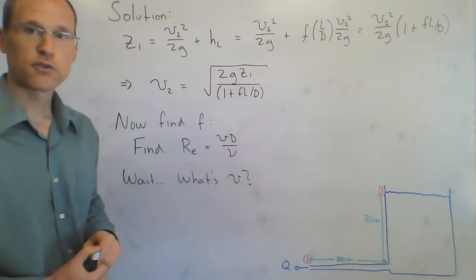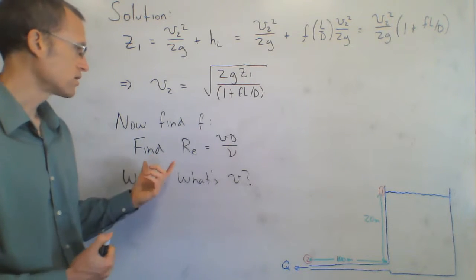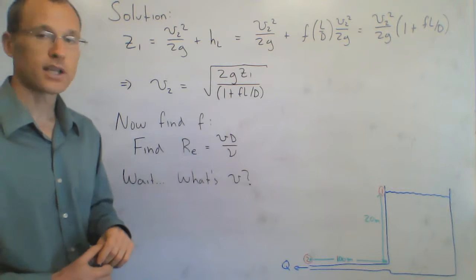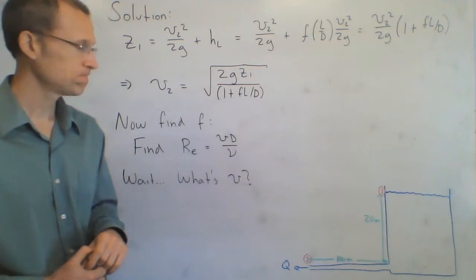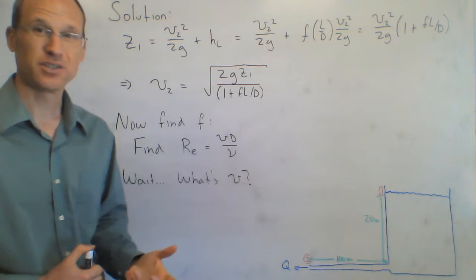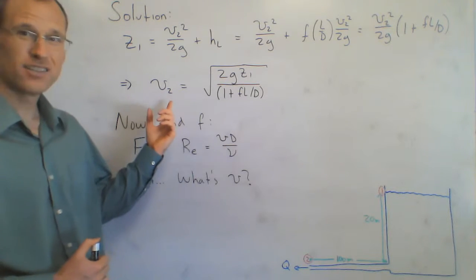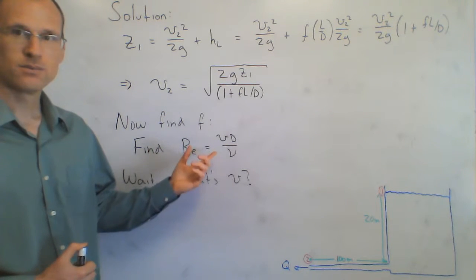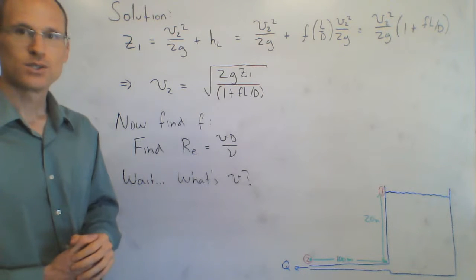So to find f, first thing I do is find the Reynolds number. Reynolds number is velocity times diameter over kinematic viscosity. Velocity in my pipe, as I said, is V2, but V2 is what I'm trying to find. So I don't know V2. So how do I do this?